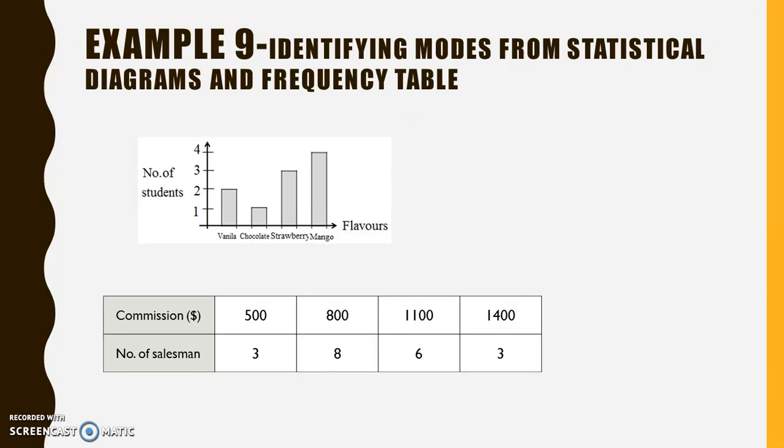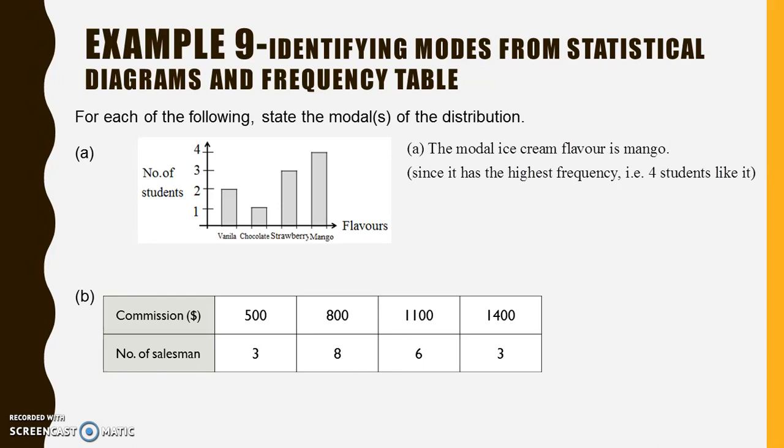In the next example 9, to identify modes from statistical diagrams and frequency tables, in part A, you are to state the mode of this distribution of a bar chart, which shows ice cream flavors. You will notice that since mode is the data value that occurs most frequently, the flavor with the most number of students is going to be mango. So the mode here is the modal ice cream flavor, which is mango, since it has the highest frequency where 4 students like it.